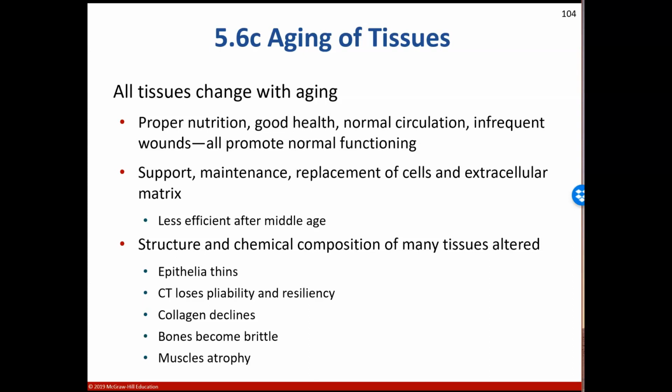We see that our epithelia thins out, our connective tissue starts to lose its pliability and resiliency, and collagen that's also in relationship with the connective tissue is going to decline. And these top 3 things is kind of what results as wrinkles. And then our bones are going to become more brittle, leading to fractures, and our muscles atrophy.